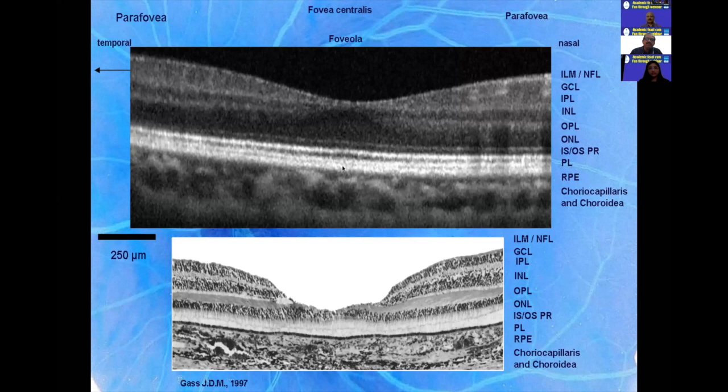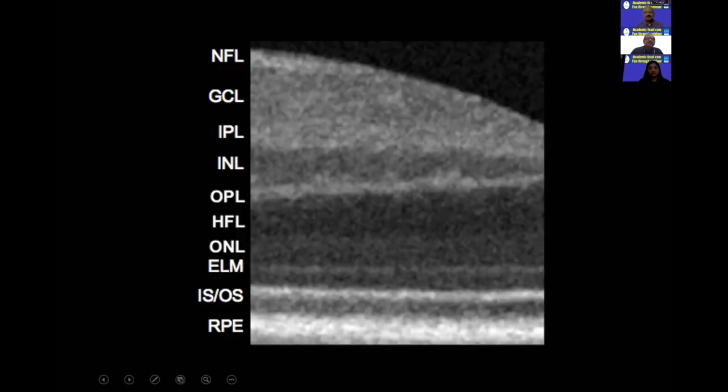When you compare this macular OCT with the normal histology of the retina of the macula, you can demarcate and delineate almost all the layers of the retina as seen on the histology. If you see this enlarged picture of the same macular scan, the innermost layer is the nerve fiber layer, then this is the ganglion cell layer, inner plexiform layer, inner nuclear layer, outer plexiform layer, outer nuclear layer, and this is the external limiting membrane, and this is the inner segment and outer segment junction of the photoreceptors. And the last one is the retinal pigment epithelium.